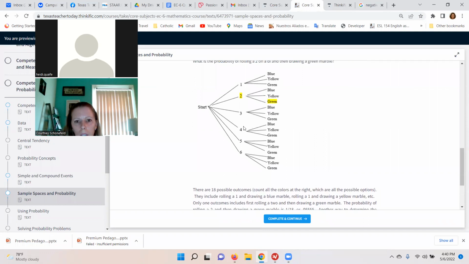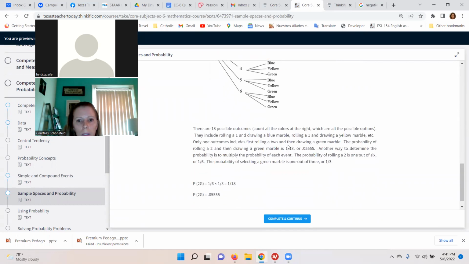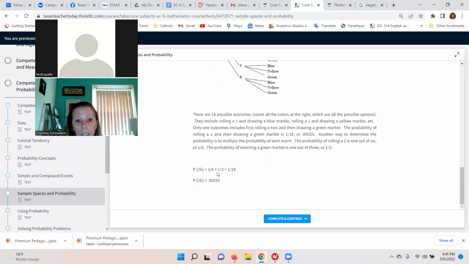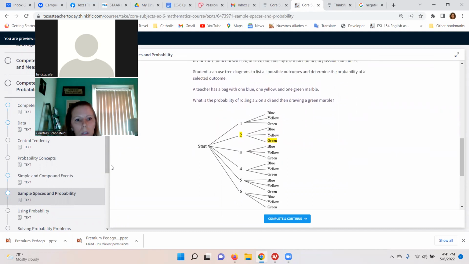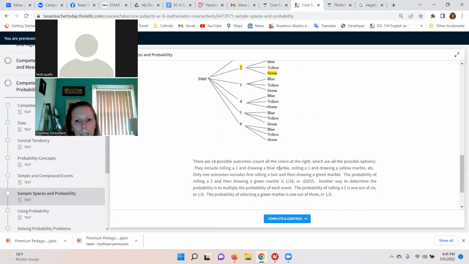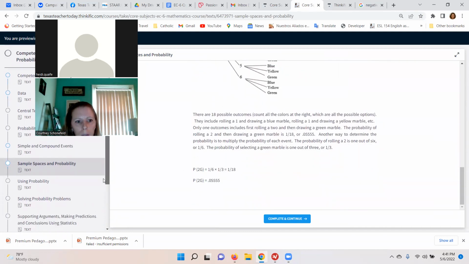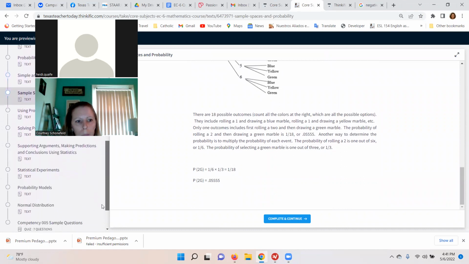Another way to do that would be to say, okay, it's 1 out of 6. This is 1 out of 6, and this is 1 out of 3, right? 1 out of 6 because there's only 1, 2 out of 6 possible outcomes, and 1 out of 3 because there's only 1 green marble out of 3 possible ones. So 1/6 times 1/3 is 1/18. So you could do this one of 2 ways. This way you could guess and check. So that's the basics on diagrams. My course goes into a lot more detail, but that's the basics.